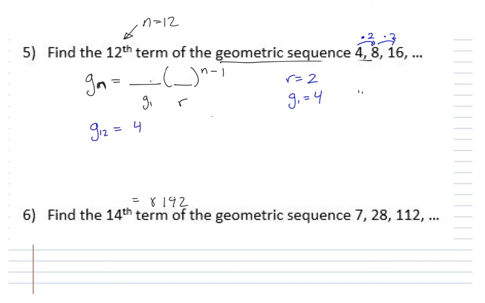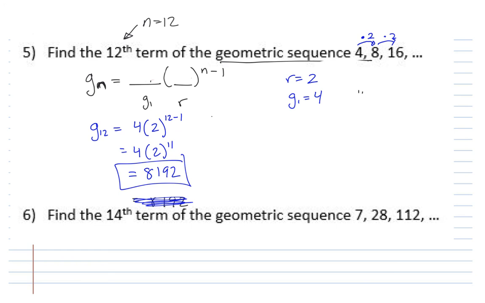My G1 is 4, parentheses, 2 to the 12 minus 1. You're going to have 4 times 2 to the 11th power. This 11th power right here is an exponent. That means 2 times 2 times 2, like 11 times. You put this in the calculator, and you're going to get 8,192 as your answer. Try number 6, and that would be it for the notes.